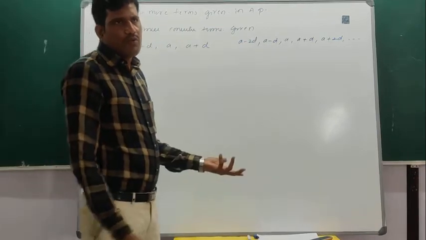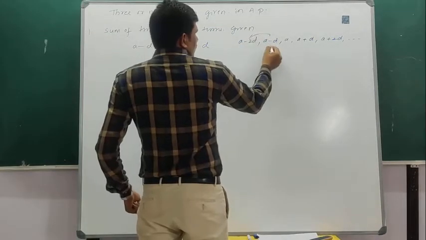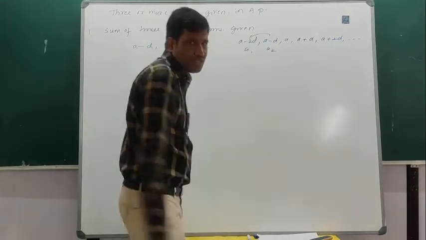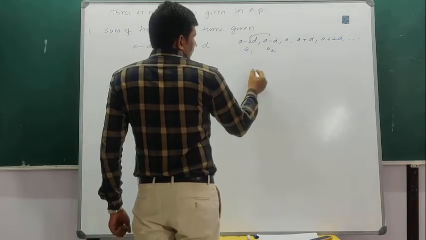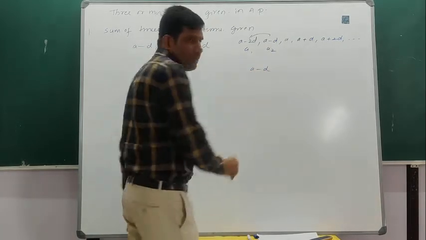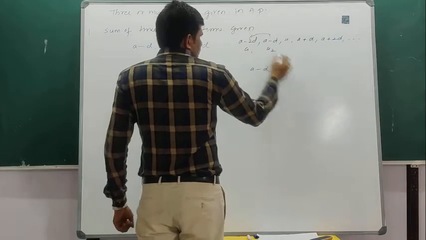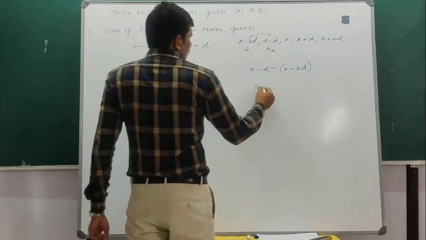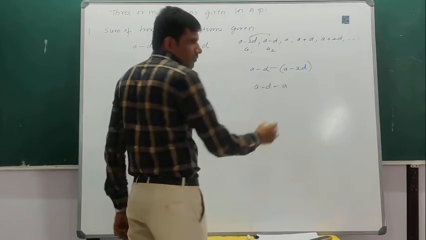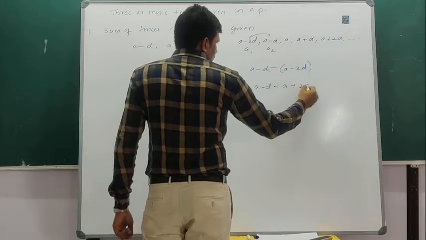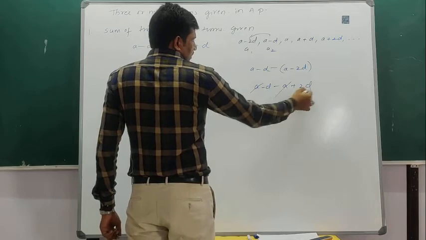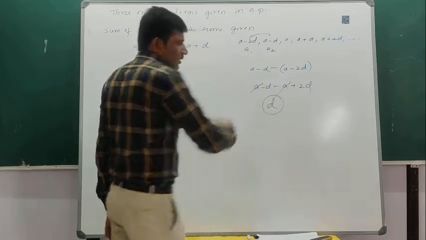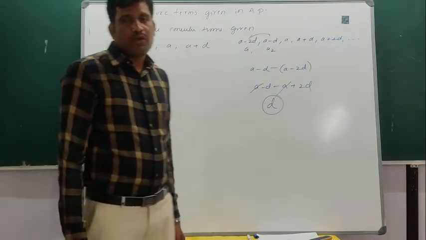We can verify the common difference. This is the second term, and let us say this is the first term. What is the common difference? Second term minus first term. The second term is a minus d, minus the first term, which is a minus 2d. Now see it: a minus d minus a plus 2d. The a minus a cancels, and 2d minus d gives d. So again we are getting the common difference as d.